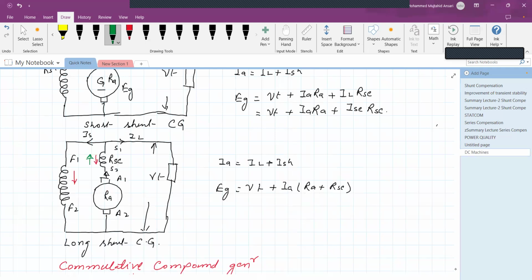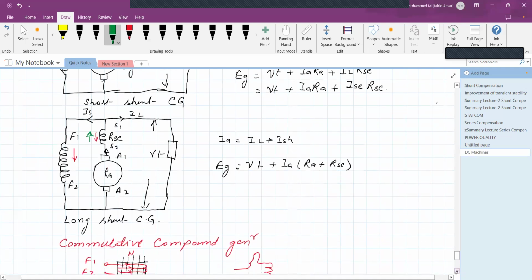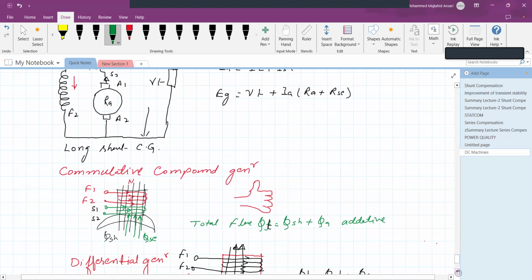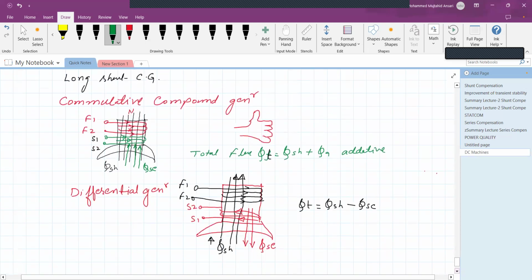So these are some basic classifications, and from the simple diagram, using Kirchhoff voltage law or Kirchhoff current law, we can understand the EMF equation and current equation and the classification of DC generator. So next time we'll see the EMF equation of DC generator.